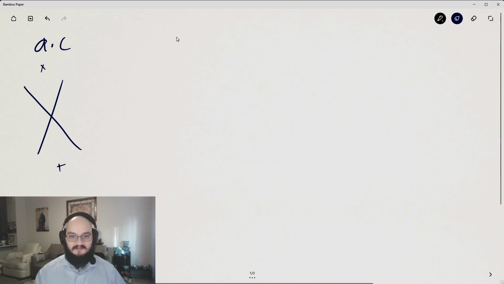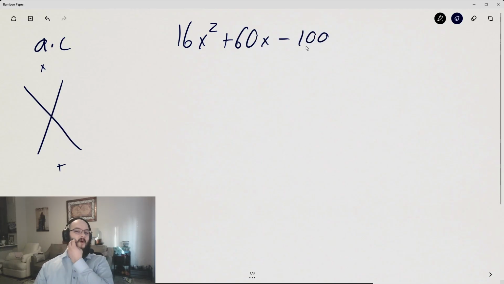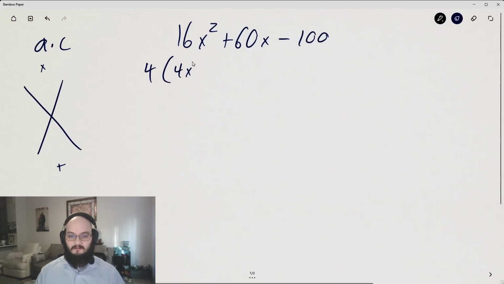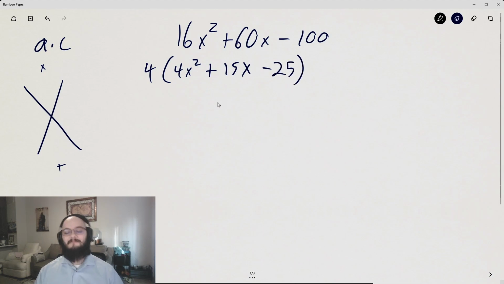Let's take a look at our next example. 16x squared plus 60x minus 100. Okay. Well, 4 is a common factor of each of these terms, so let's factor that out. 16x squared divided by 4 is 4x squared. 60x divided by 4 is 15x. Took me a second. And then 100 divided by 4 is 25.